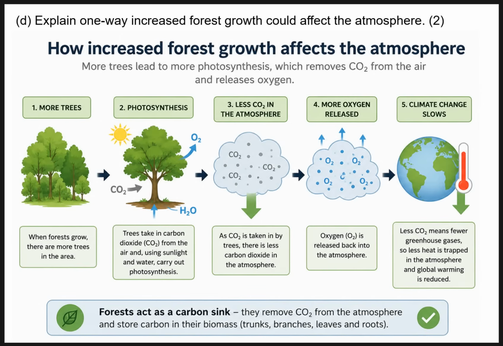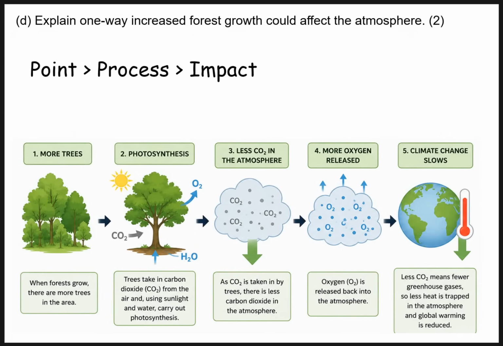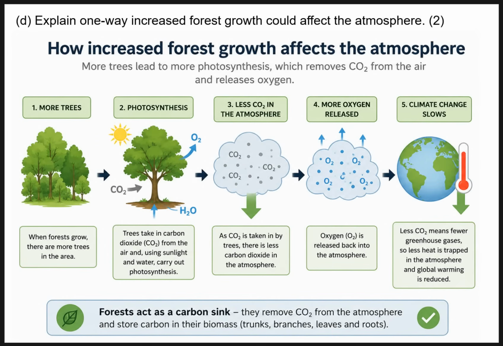So let's start with the basic point. This question asks us to explain one way increased forest growth could affect the atmosphere. So increased forest growth simply means growing of trees, having more trees. So that's our starting point. But on its own, it's not enough to get the full 2 marks because we haven't explained anything yet. So we need to add the process. So I'm going to put that process up here in a second. So trees carry out photosynthesis. During that process of photosynthesis, trees use sunlight, water, carbon dioxide.